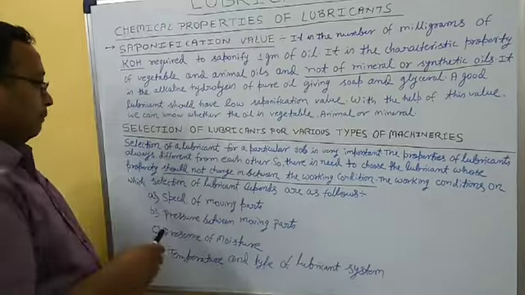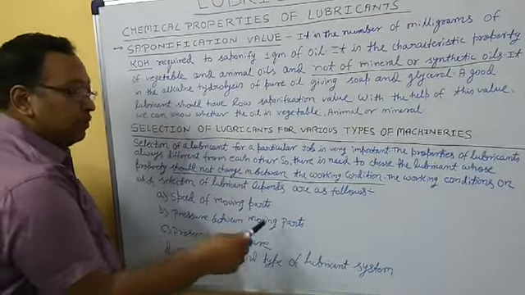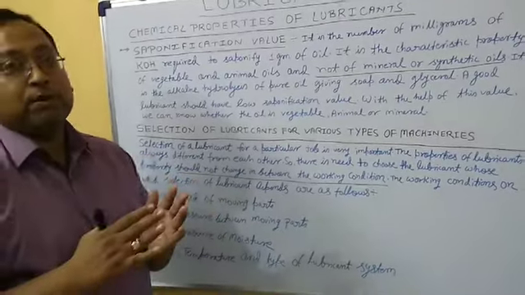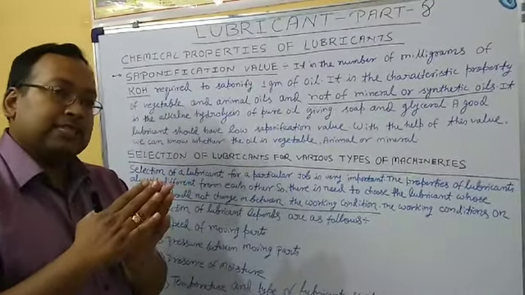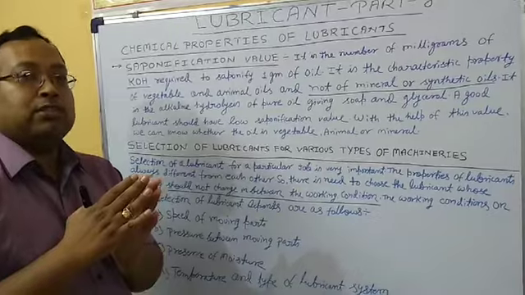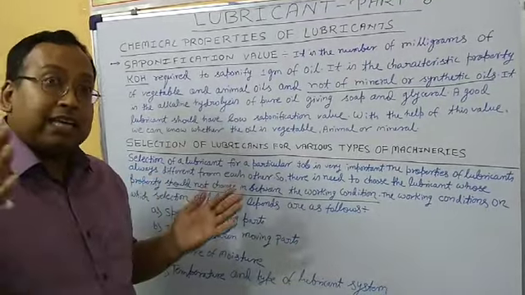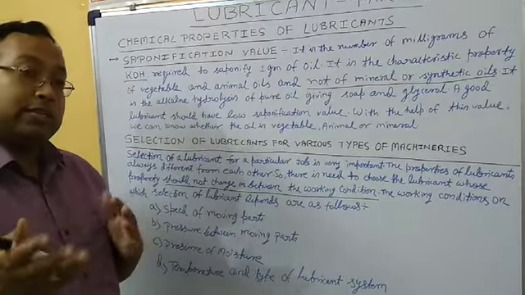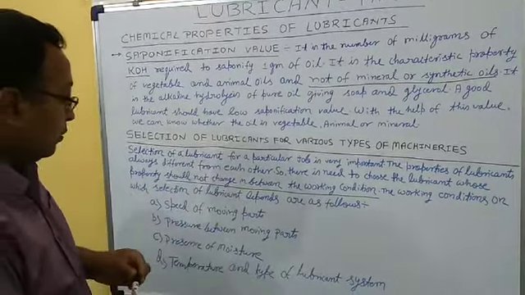The second point is pressure between moving parts. How much pressure is upon the machine? That is also very important. If pressure is less, then we can use animal oil or vegetable oil. If pressure is high, then we should use solid lubricant. So that is also a very important point.